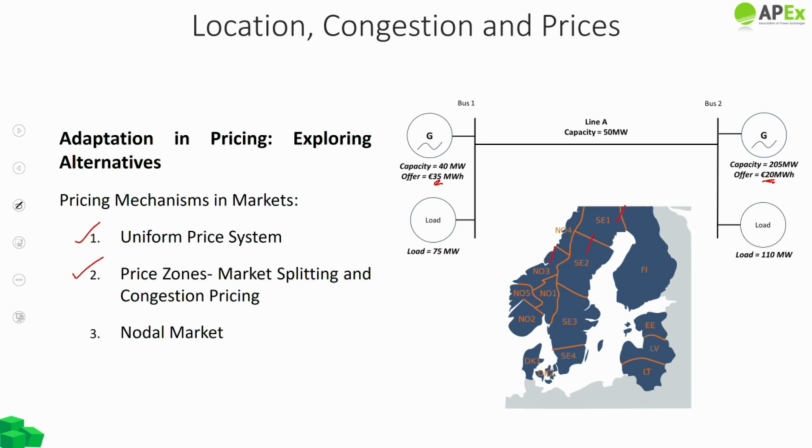The third and most advanced form of pricing system is the nodal pricing mechanism, in which the price at each node is different, taking into account the congestion and losses in the network.